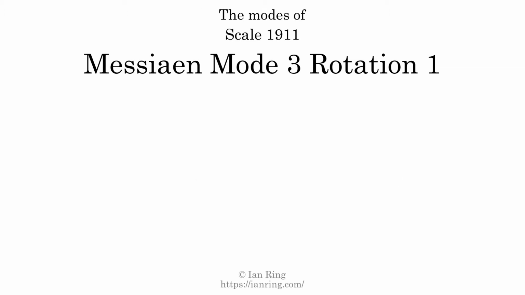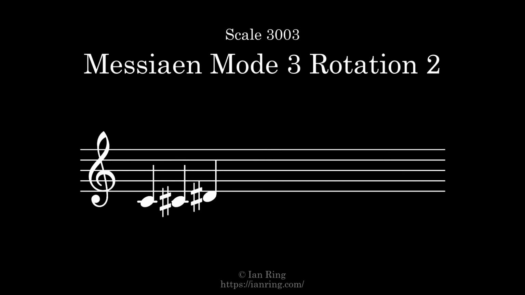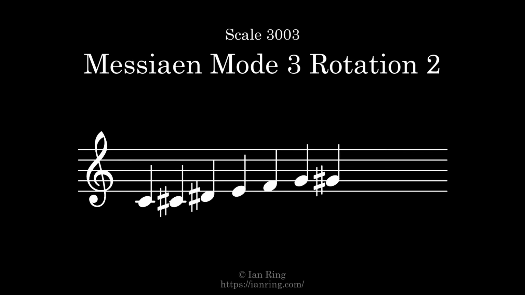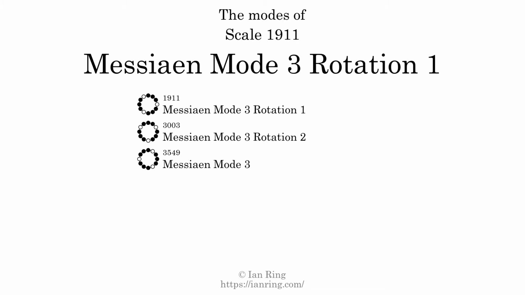This scale has 3 modes. The first mode is itself. The second mode is scale 3003, also known as Messiaen Mode 3 Rotation 2. It sounds like this. The third mode is scale 3549, also known as Messiaen Mode 3. It sounds like this.